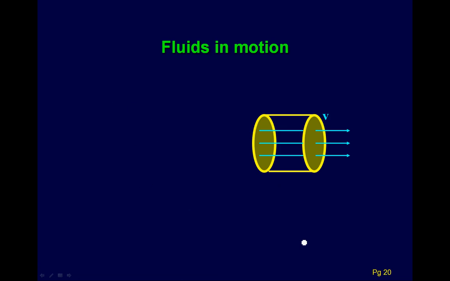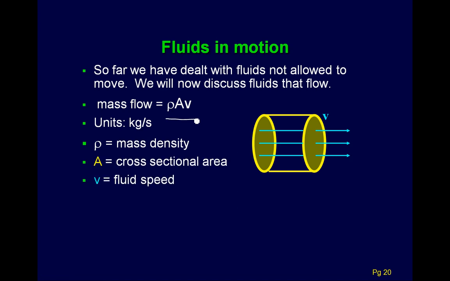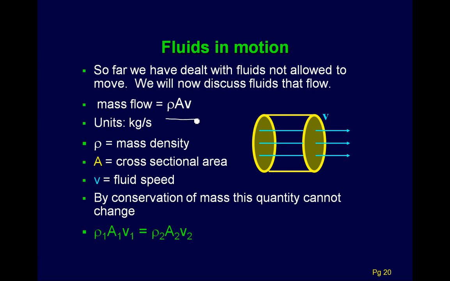Finally, we're going to talk about fluids in motion, and what's called mass flow. Mass flow is this idea of rho, the density, times the area times the velocity. This is mass flow. If you look at the units of this, it's kilograms per second. It's how much mass passes by per second. And by conservation of mass, this has to always be equal.